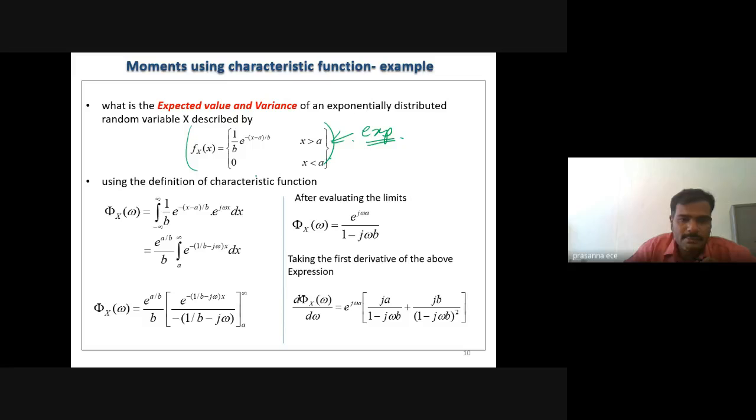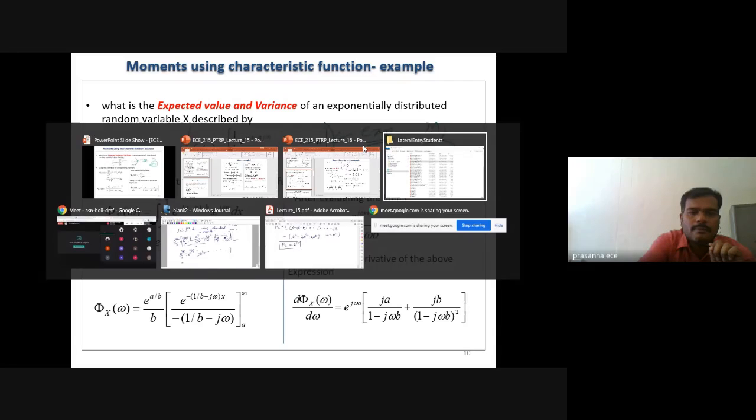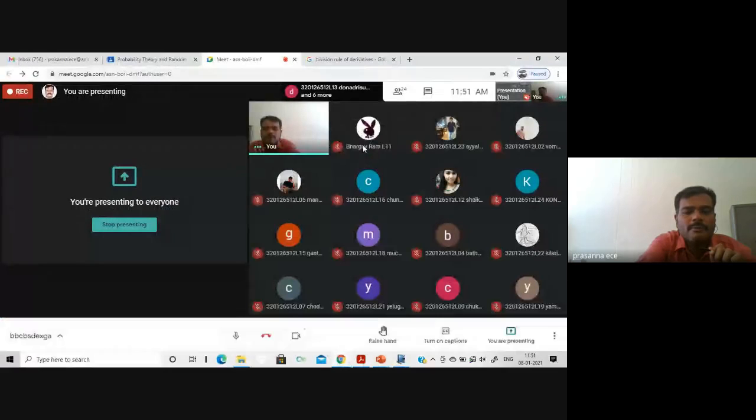So what is the first step? What is the expected value and variance of the exponentially distributed random variable? What they are asking is, expected value means it is m1, and they are asking mu2. So for mu2, what are all the moments required for finding mu2? Just recall from the previous example.